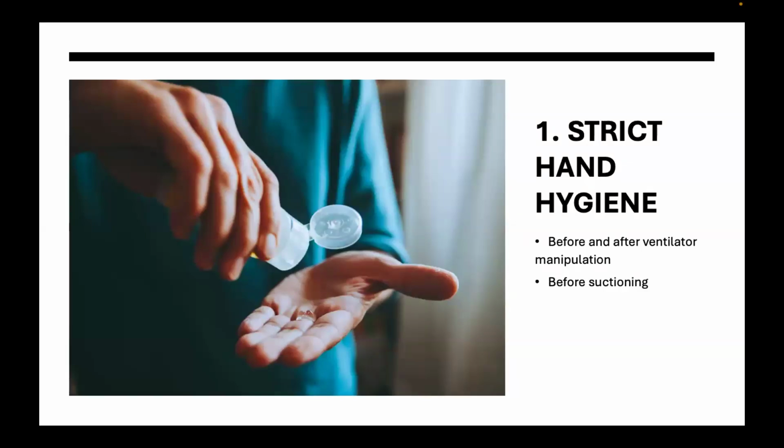Coming to the first, hand hygiene, which is the single most effective method of preventing hospital infection. It must be performed before touching the patient, before ventilator manipulation, before suctioning, after contact with respiratory secretions, and after patient care. Alcohol-based hand rub or proper hand washing should be strictly followed. Studies have shown that improved hand hygiene compliance directly reduces VAP.